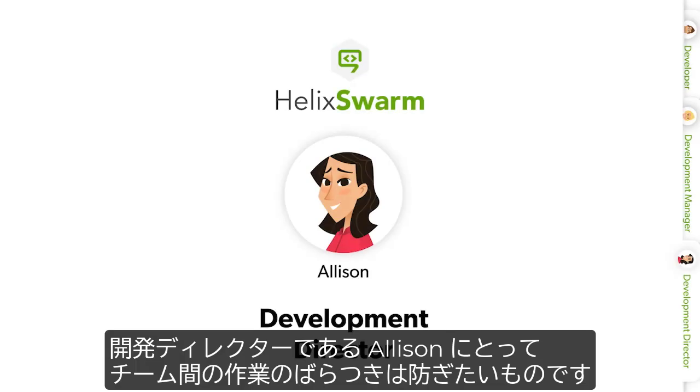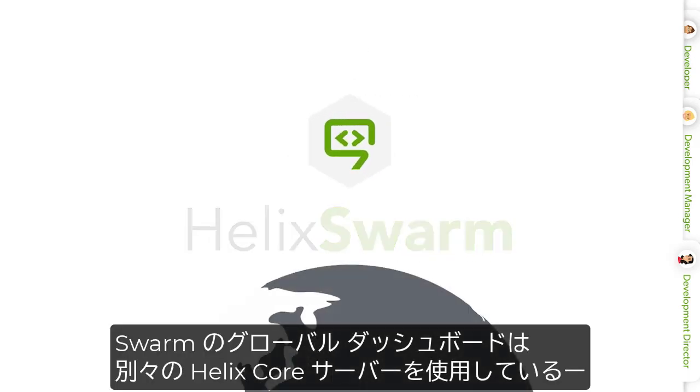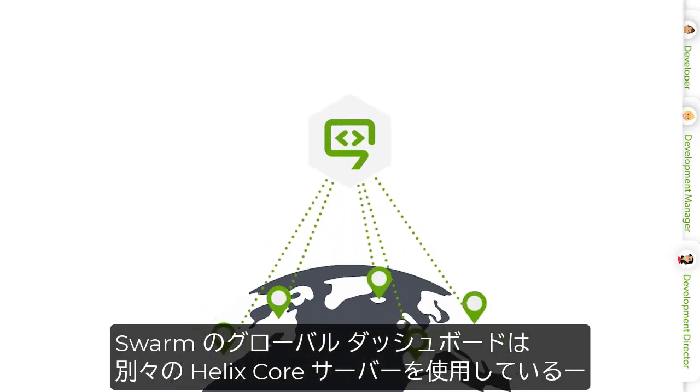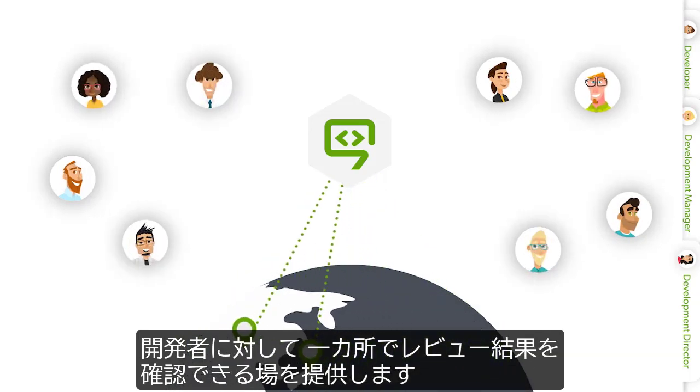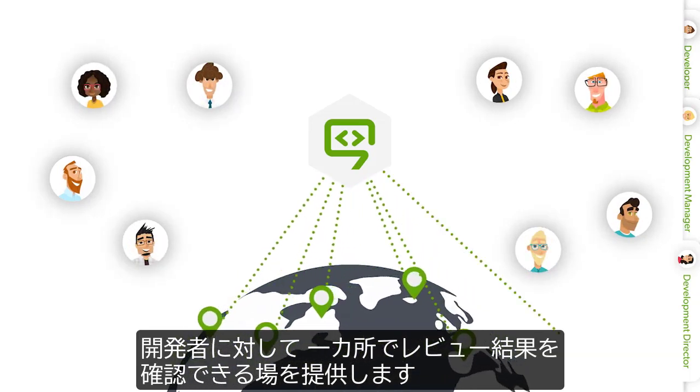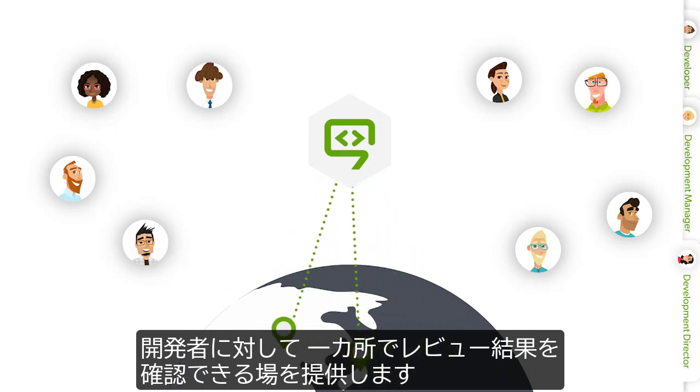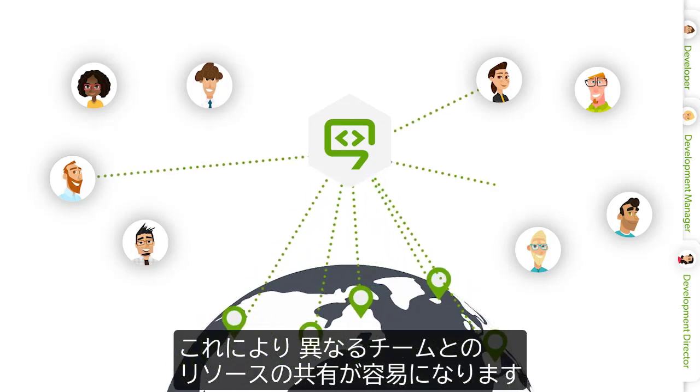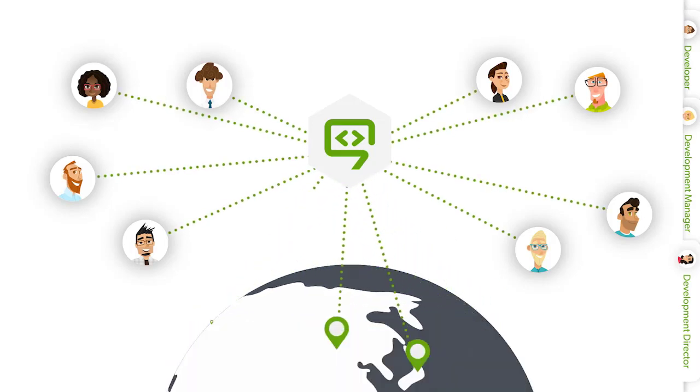As a development director, Allison wants to create consistency across all of the teams. Helix Swarm's global dashboards allow Allison to give developers working across multiple Helix Core servers a single place to find their reviews. This makes it easier to share resources across teams.